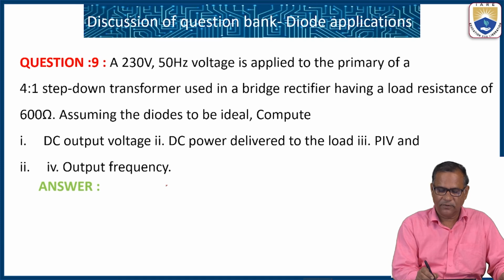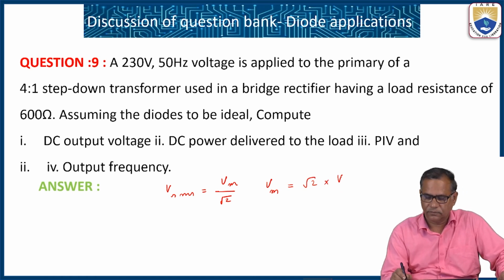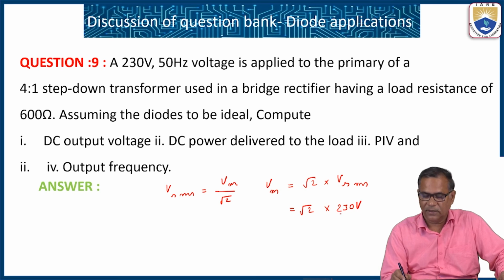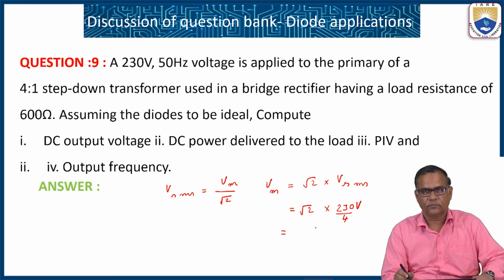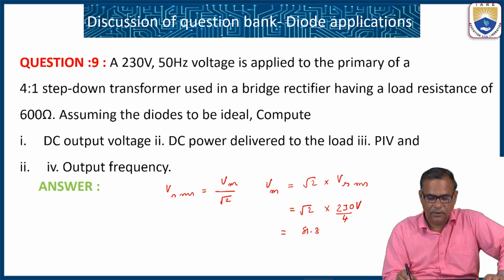So Vrms is equal to Vm by root 2, and Vm is equal to root 2 into Vrms. So this is equal to root 2 into Vrms, which is 230 volts. But it is a step-down transformer, so let's take this as 230 by 4. So this is equal to roughly 81.3 volts.